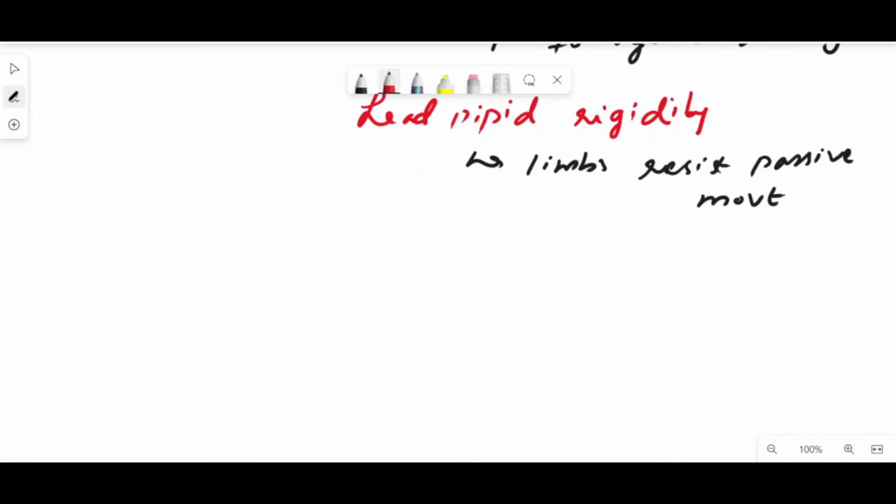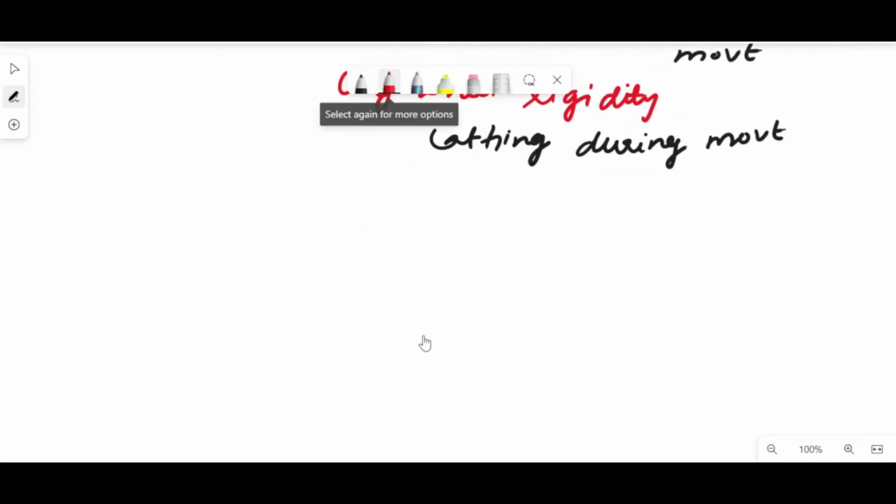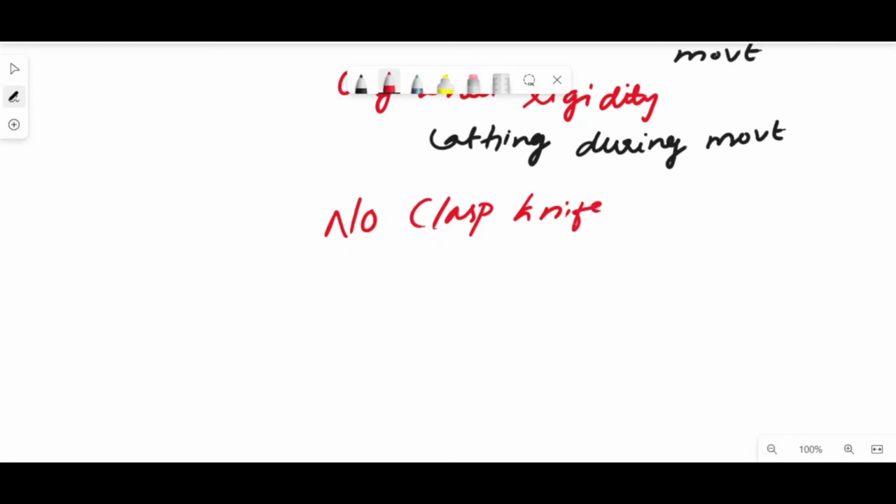Sometimes the patient may exhibit cogwheel type of rigidity, that is, a catching during movement. That catching type of rigidity during movement is called cogwheel rigidity, and it is sometimes seen in Parkinson's. One important point you need to notice is that there is no clasp knife rigidity in Parkinson's. So the rigidity in Parkinsonism is lead pipe rigidity and cogwheel rigidity.